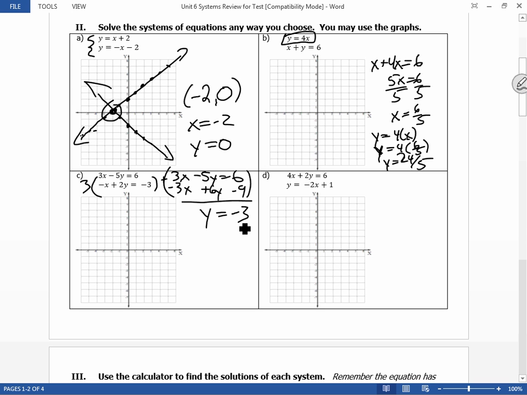So then to find x, I plug my y value back in. Actually, I'll use the first equation. That's fine. 3x minus 5 times negative 3 equals 6. And I'm going to skip a few steps here, but you should end up with x equals negative 3. So if you like to write your solutions as a point of values, it would be negative 3, negative 3.